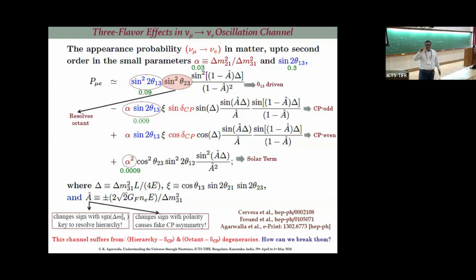To measure CP, we need to be in 3 flavor. We need to measure the 3 flavor effects. How? I told you all the open questions. One of the mostly discussed channels to discuss these unsolved issues is the nu mu to nu e oscillation channel. You must have seen this slide many, many times.